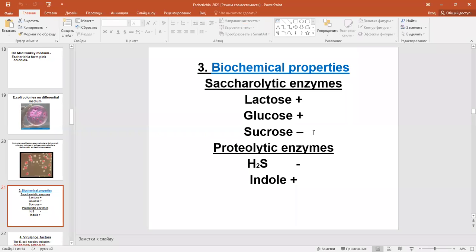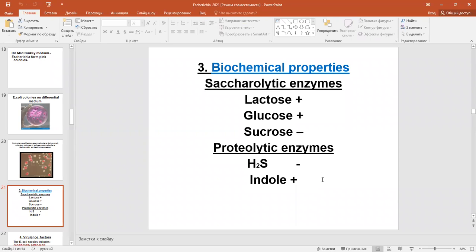For identification of bacteria of the Enterobacteriaceae family, it is very important to detect proteolytic enzymes. Proteolytic enzymes are detected on nutrient broth, or maybe meat-peptone broth, maybe just 1% peptone water. Peptone is a product of protein destruction, and if bacteria have proteolytic enzymes, they are able to destroy peptone to gas production.